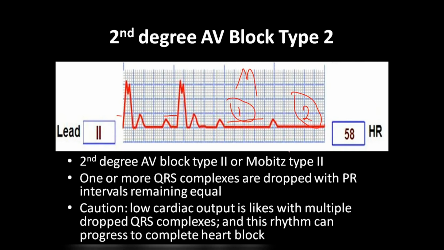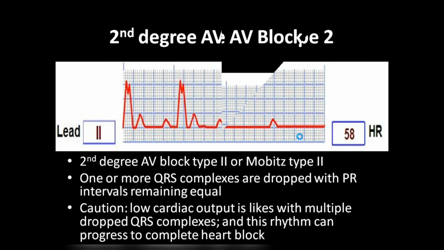So low cardiac output is likely with multiple dropped QRS complexes. So if more than one or two QRS complexes are missing, the cardiac output will significantly drop, and this rhythm can progress to complete heart block. These missing ventricular beats will progress to complete heart block.